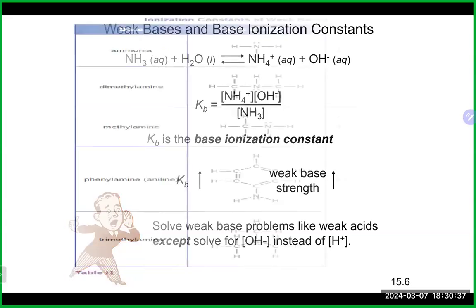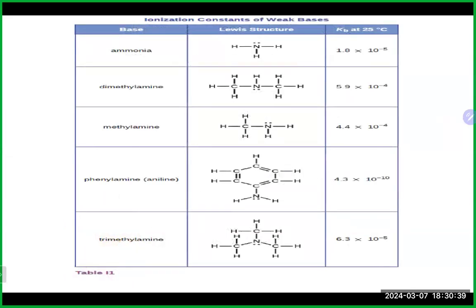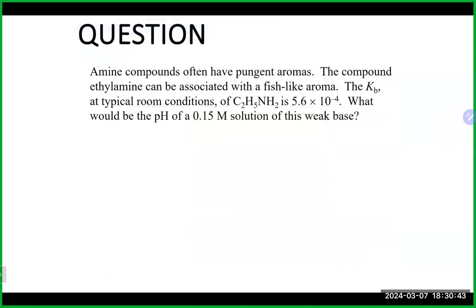All right, then here's a table. And again, you might have to reference a table in your book to find some KB values. Let us try one here. We have an amine, ethylamine, which has a KB of 5.6 times 10 to the minus 4. What is the pH if you have a 0.15 molar solution of it? So calculate it up.